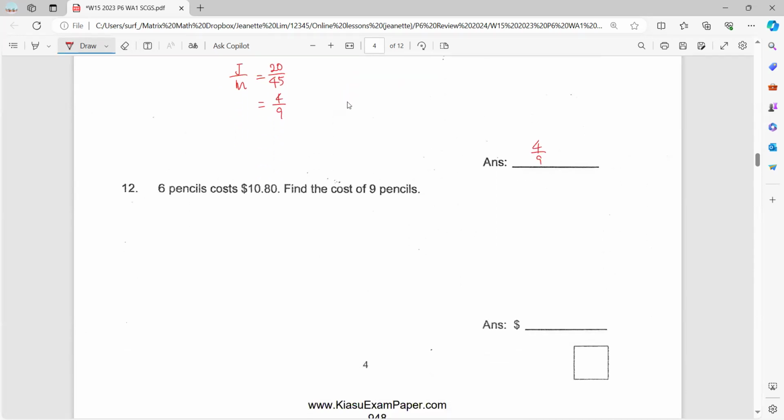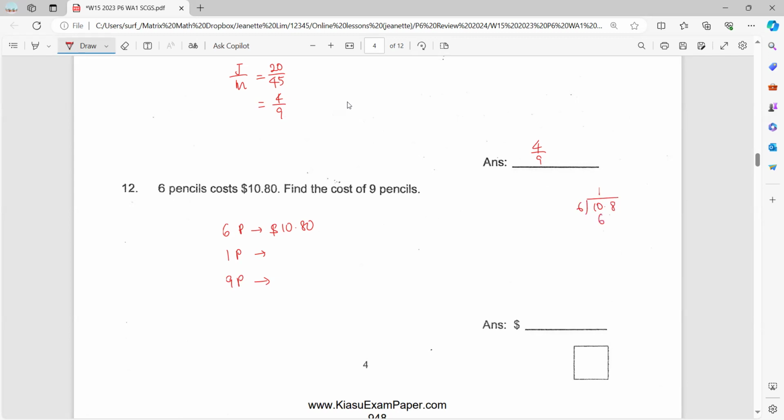Okay, question 12, 6 pencils cost $10.80, find the cost of 9 pencils. Okay, so 6 pencils, $10.80. Then we find 1 pencil before we find 9 pencils. If you want, you can find 3 pencils also. That's fine. I'm going to find 1 pencil. So let's do a long division. 10.8 divided by 6.